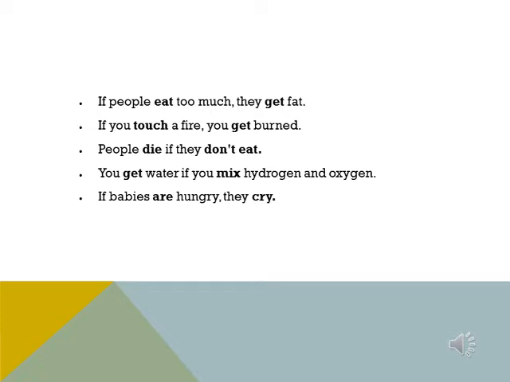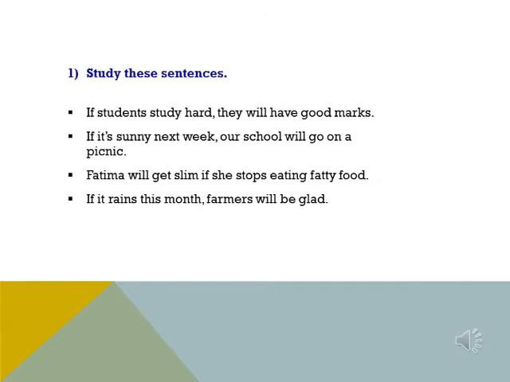The answers, if people eat too much, they get fat. If you touch a fire, you get burned. People die if they don't eat, of course. Get water if you mix hydrogen and oxygen. And if babies are hungry, they cry. Yeah, they become sort of naughty.